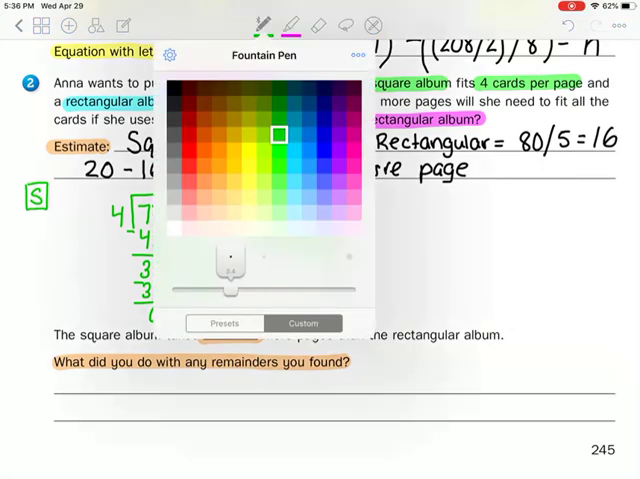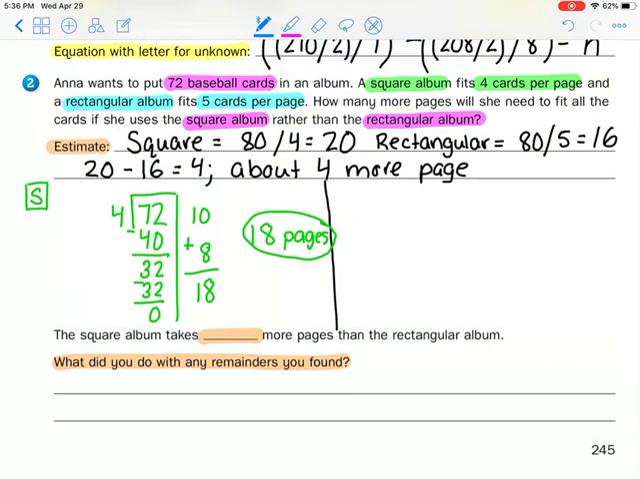Okay, so now let's talk about the rectangular, and I'm going to put an R for rectangular album. So she has the same 72 cards, but she could put 5 on a page. For the rectangular album, it's bigger. There's more surface area for her to put more cards. So what will get me close to 72 that's a multiple of 5? Well, I know 5 times 10 is 50. And I'm left with 22. Now, I already know, without even finishing, that I'm going to have some remainders because 22 does not go into 5 evenly.